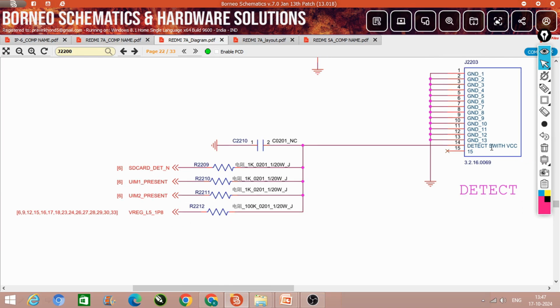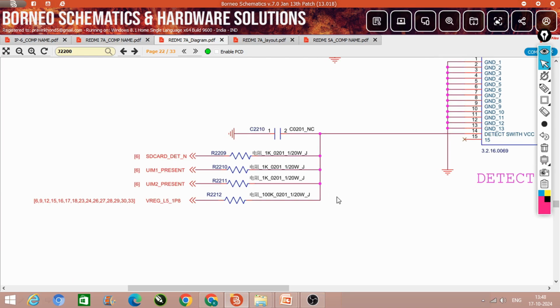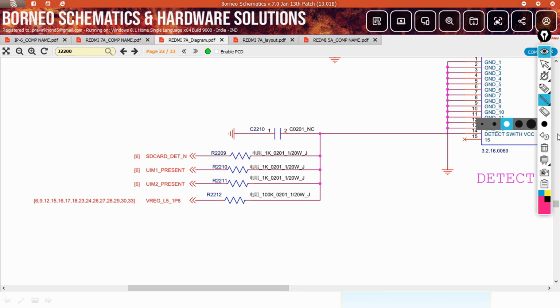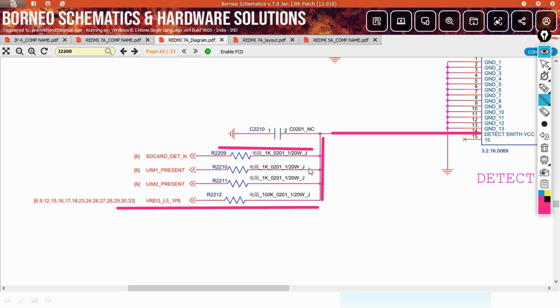Now from the SIM tray there are 4 lines. Now I will explain how this line works. Now you will see VREG L5 1.8. The line comes from the power IC, from LDO5 1.8 voltage. Here in between there is a 100k resistance, right? Now this line goes to the SIM tray detection pin. Clear? Through this line 3 lines emerge, 1, 2 and 3, with a 1k resistance.